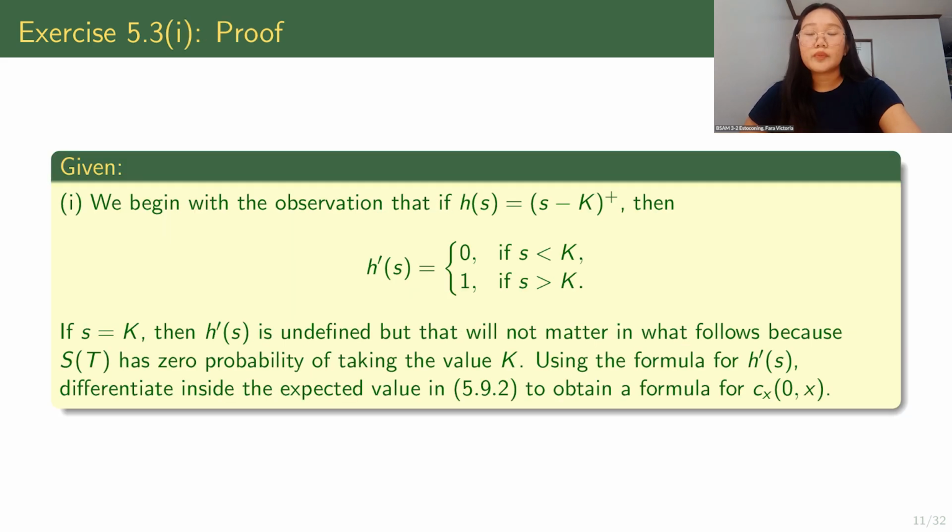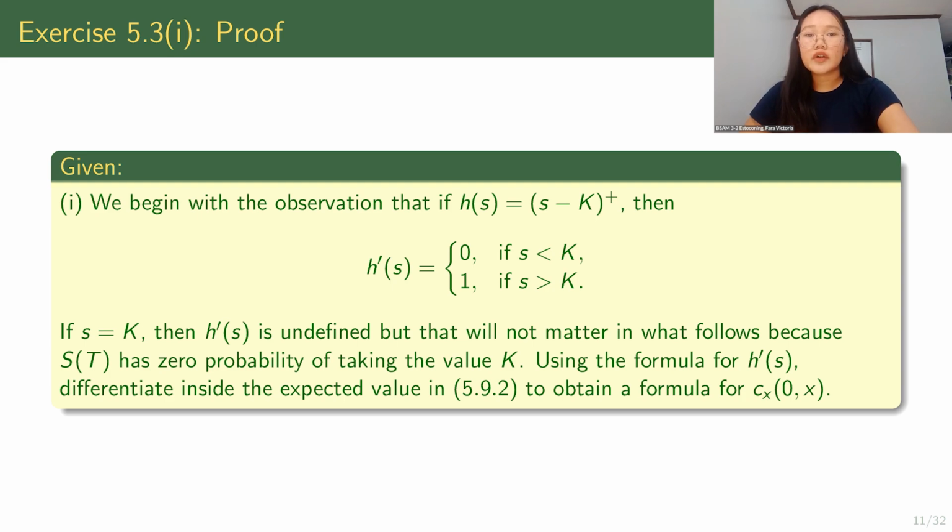For exercise 5.3 item 1, we begin with the observation that if the payoff function h(s) is equal to the positive part function (s minus k)+, then h'(s) is equal to 0 if s is less than k, and 1 if s is greater than k. But if s is equal to k, then h'(s) is undefined. But this will not matter in what follows because the stock price model at time T has zero probability of taking the value k.